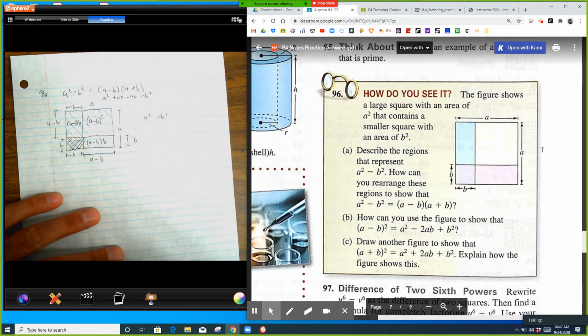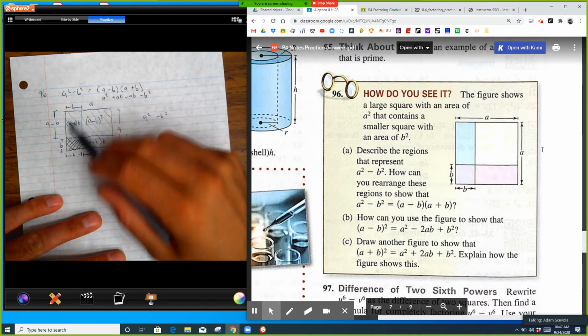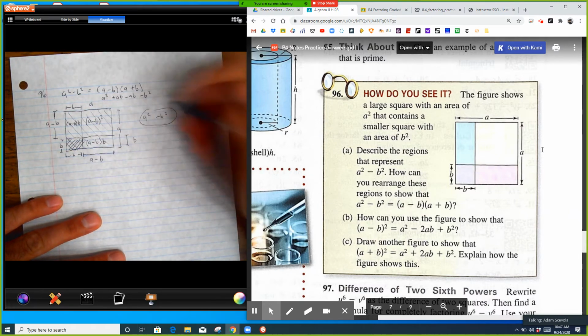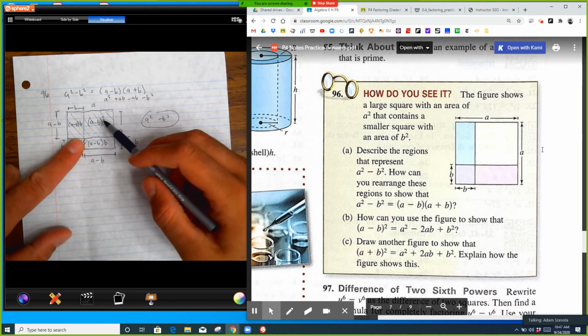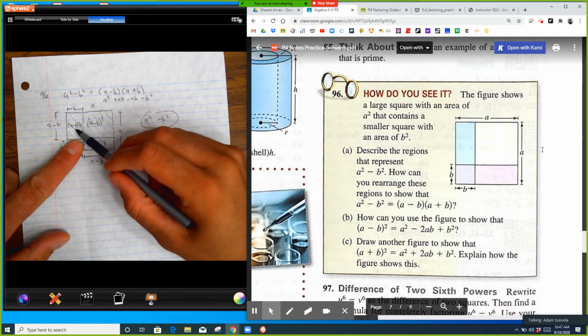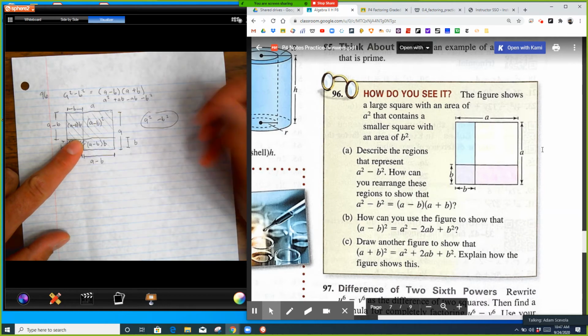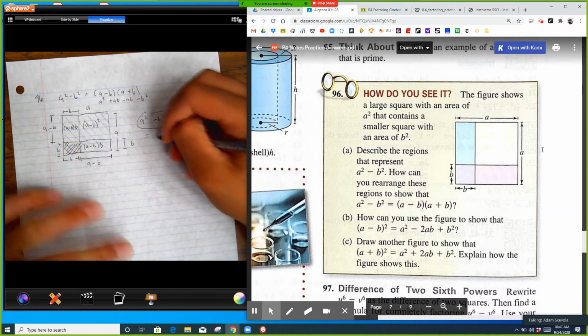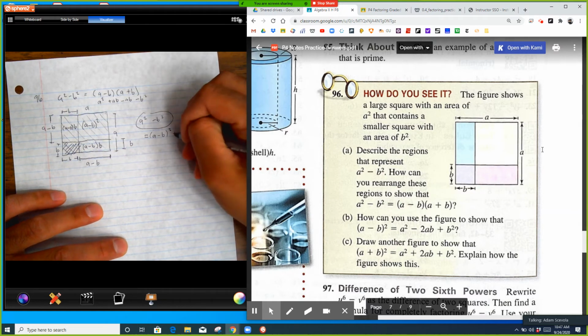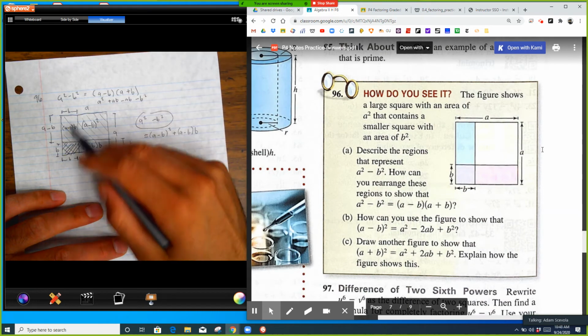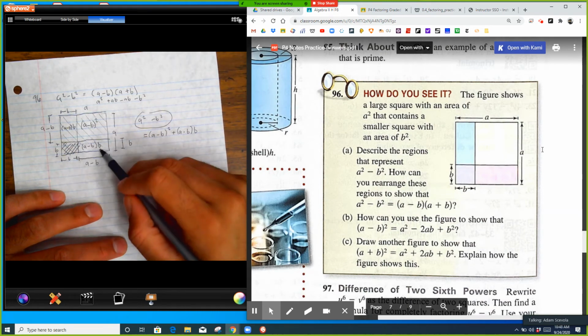All right? So remember that A squared minus B squared is just equal to this whole big square minus this part. So you can also express it as these smaller parts. So another way to express it would be A minus B squared plus A minus B times B, which is this area, but then also times 2 because there's 2 of them.